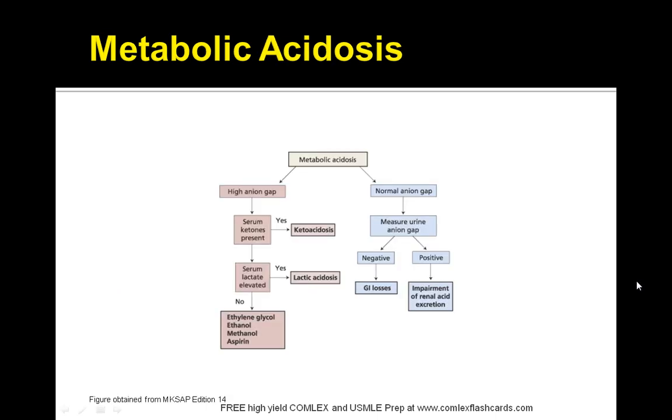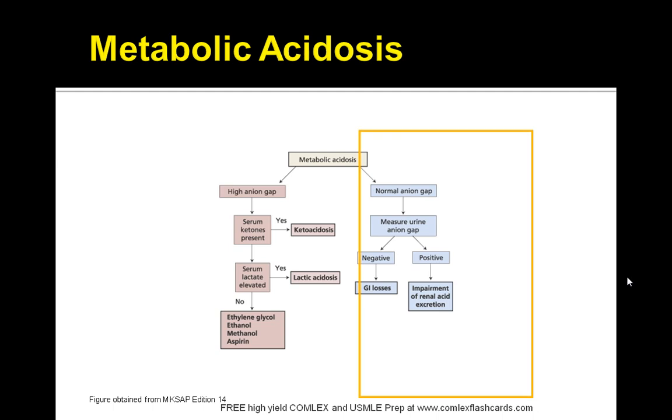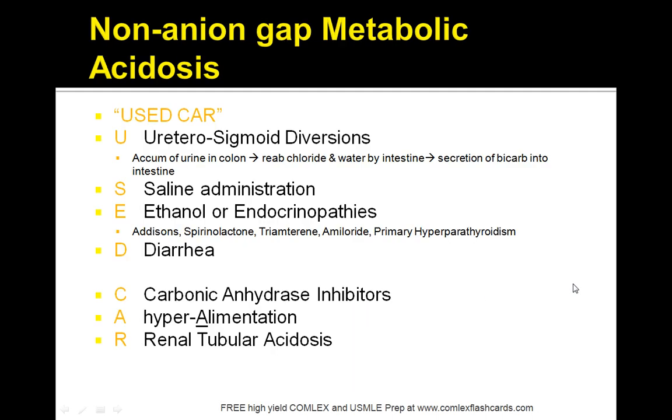Again, here is our chart which can help you understand the differential. In normal anion gap, you're looking at GI losses as well as impairment of renal acid excretion. The non-anion gap metabolic acidosis has a mnemonic as well, and it's called USED CARS. The U stands for ureterosigmoid diversions, S is for saline administration, E is for ethanol, D is for diarrhea, and C is for carbonic anhydrase inhibitors, hyperalimentation, and renal tubular acidosis.